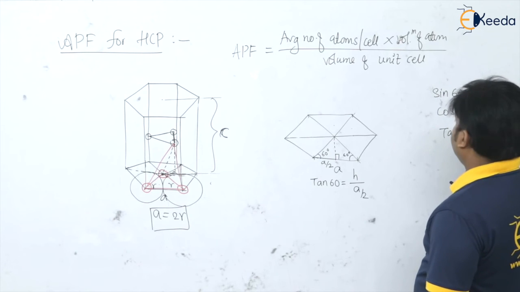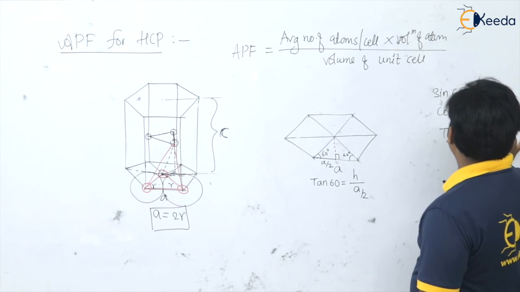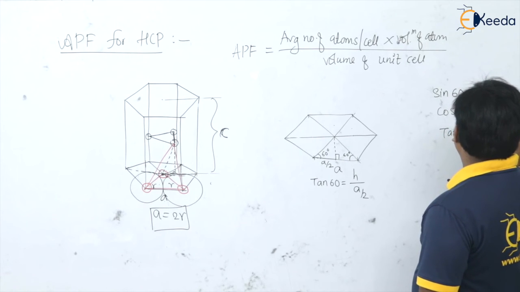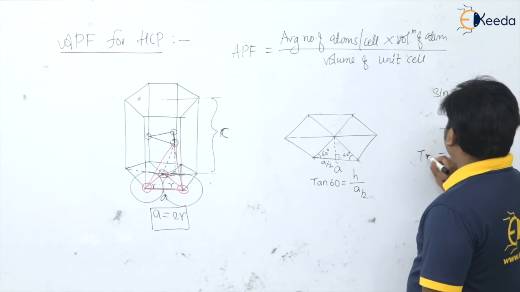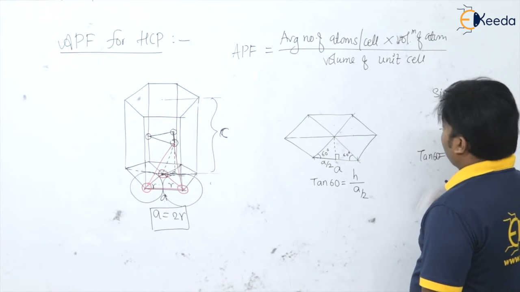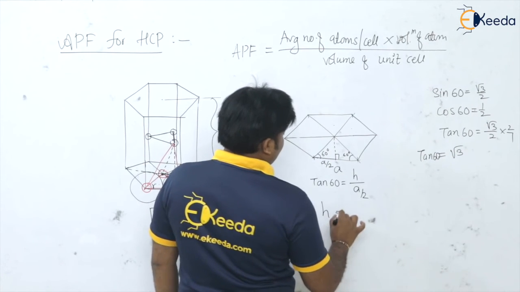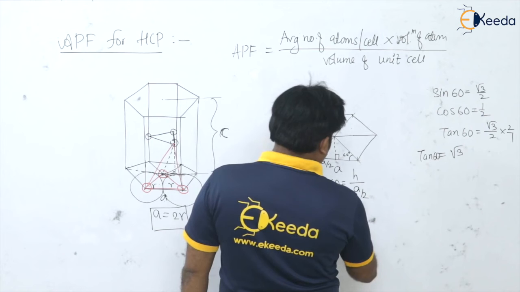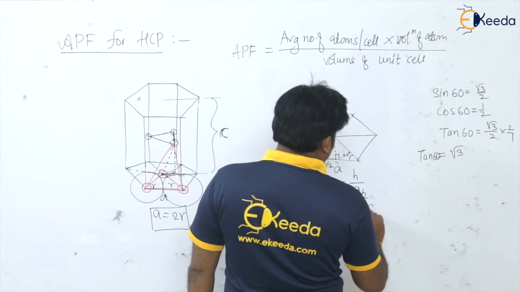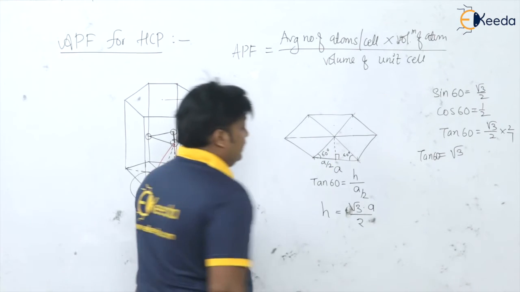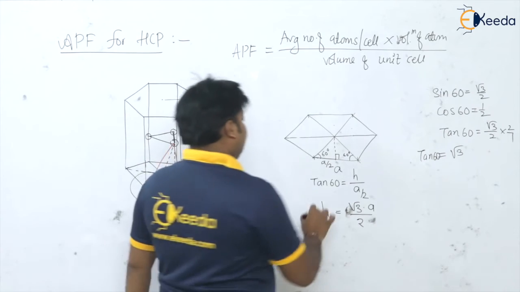How much will it come? So it is root 3 by 2 into 2 by 1, you will get root 3. So tan of 60 is how much? Root 3. So here you get this h is equal to root 3 into a by 2, isn't it? You get the value of h.